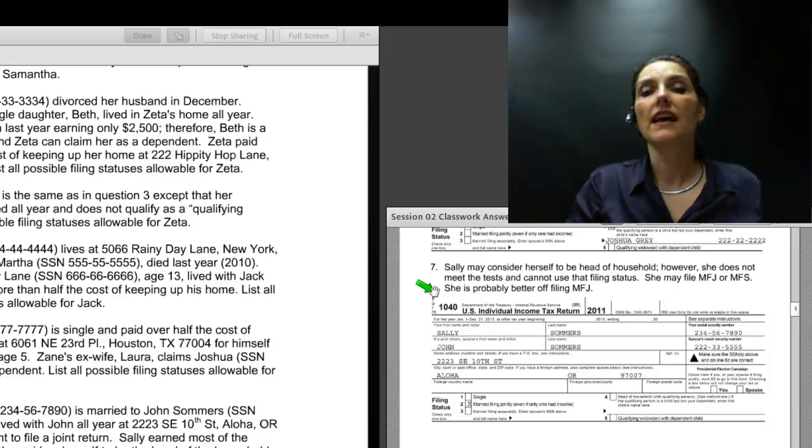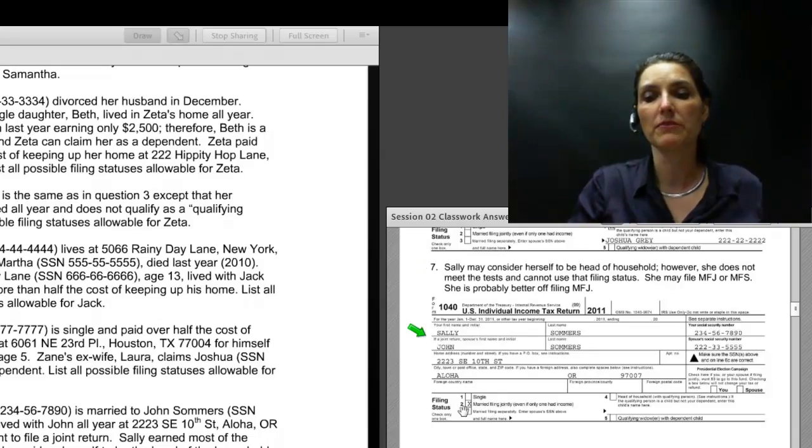So in this case, Sally can file separately or jointly. She is probably better off filing a joint return, so we will enter the information for a joint return on the answer key for question number 7. We enter John's name, we enter Sally's name, and we check the box, married filing a joint return.